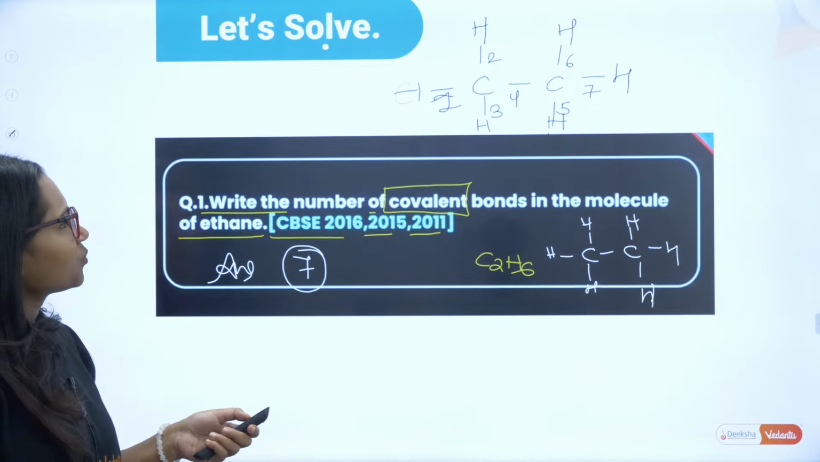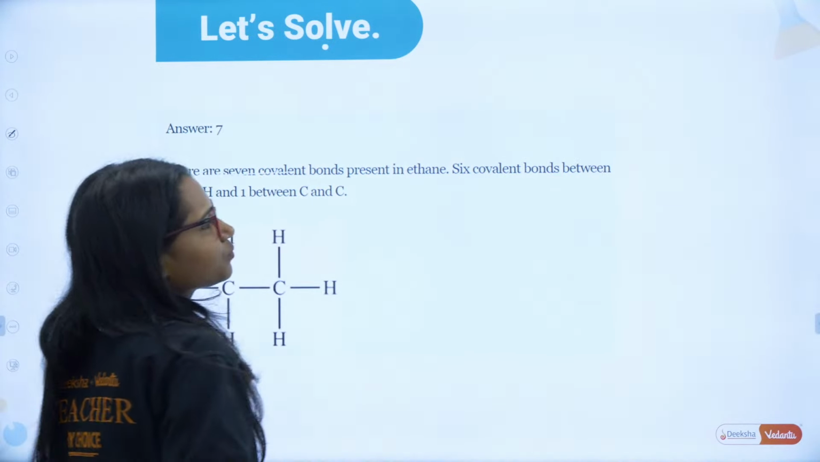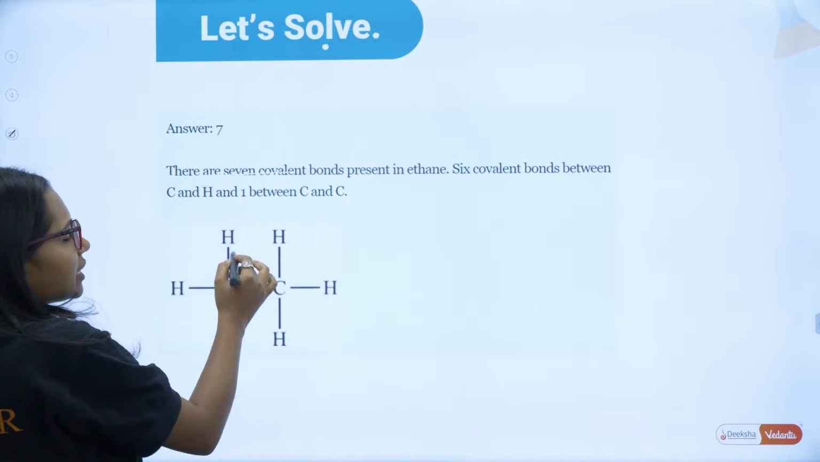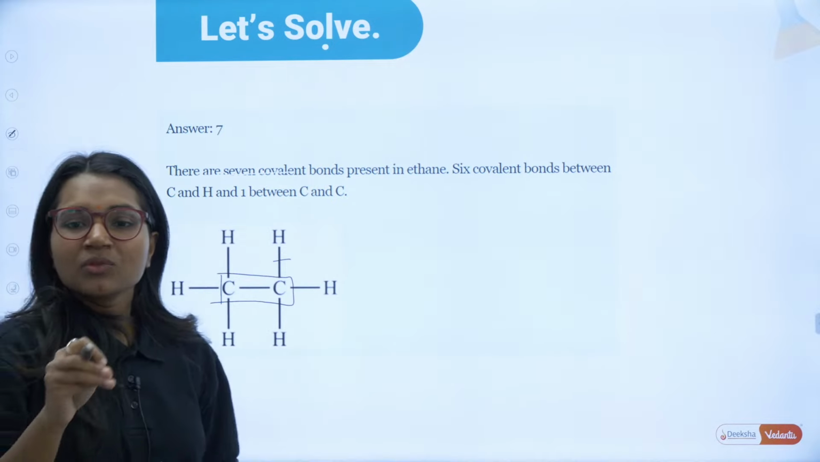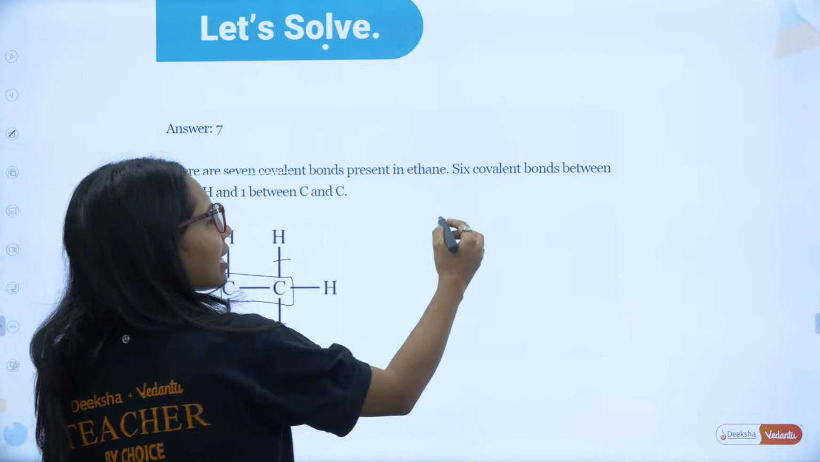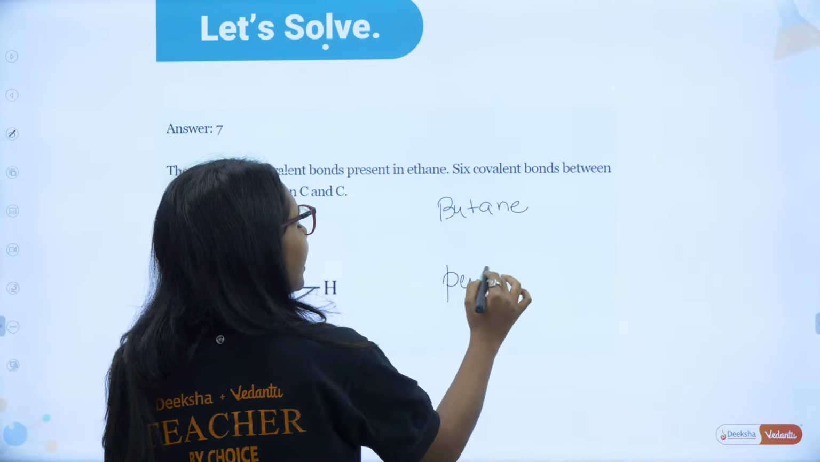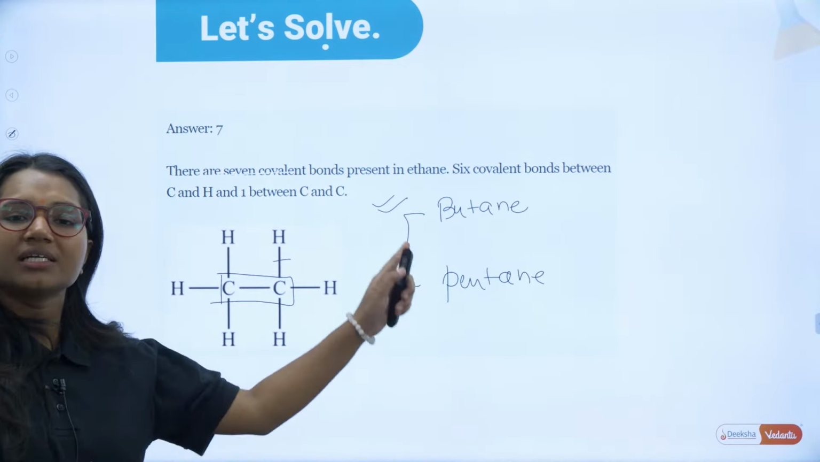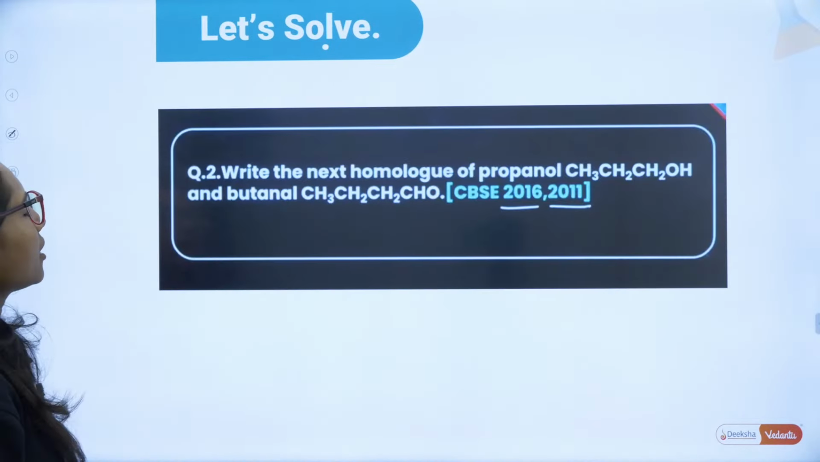Very easy, right? Now see here, there are 7 covalent bonds present in ethane: 6 covalent bonds between carbon and hydrogen, and 1 between carbon and carbon. Like that they can ask you for different compounds. For example, they can ask you for butane, they can ask you for pentane. You can tell me later how many covalent bonds are present in butane and pentane. Okay, now let's see another question.